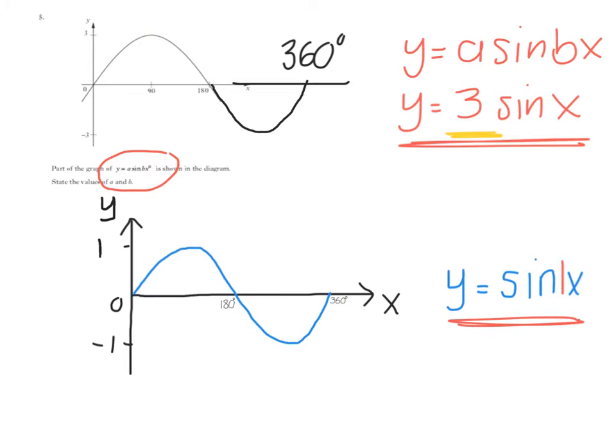The question actually says state the values of a and b, so we better write those down explicitly. So a is equal to 3 and b was equal to 1. That's the final answer and the end of the question.